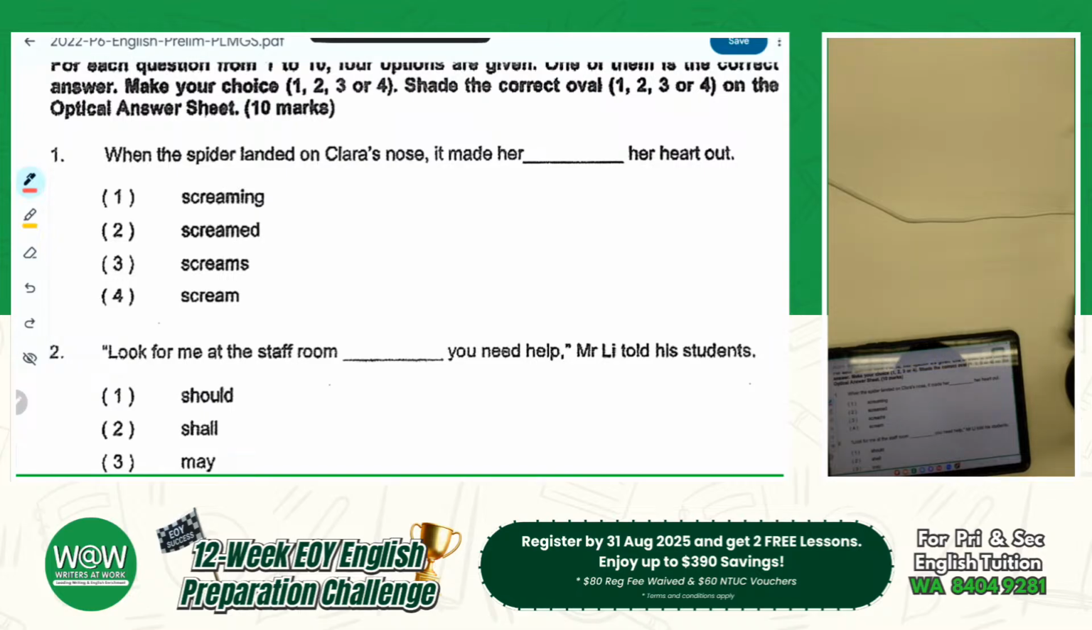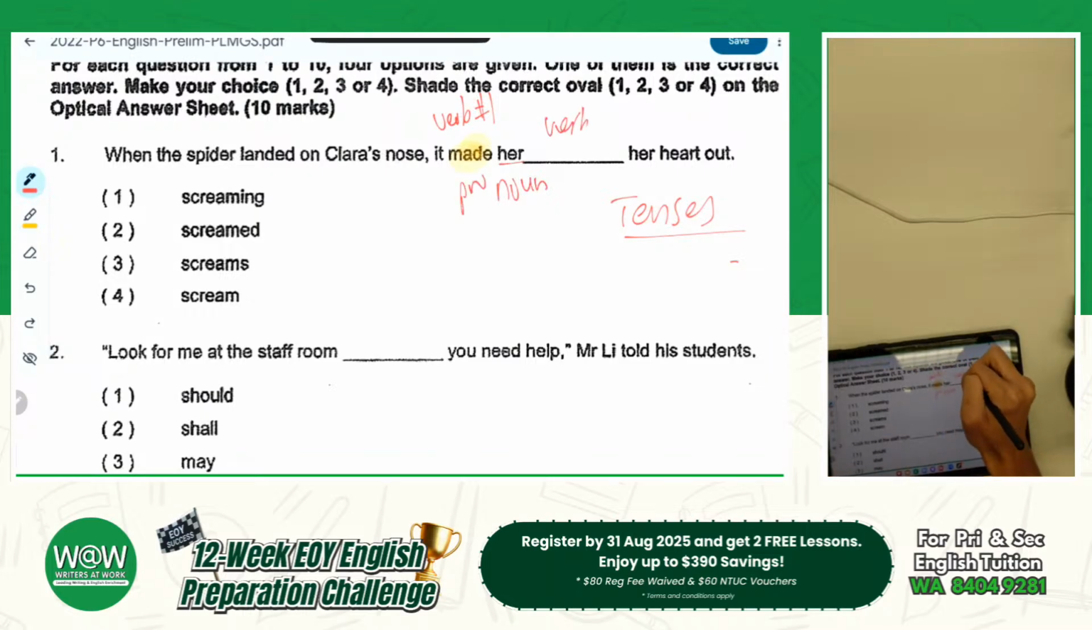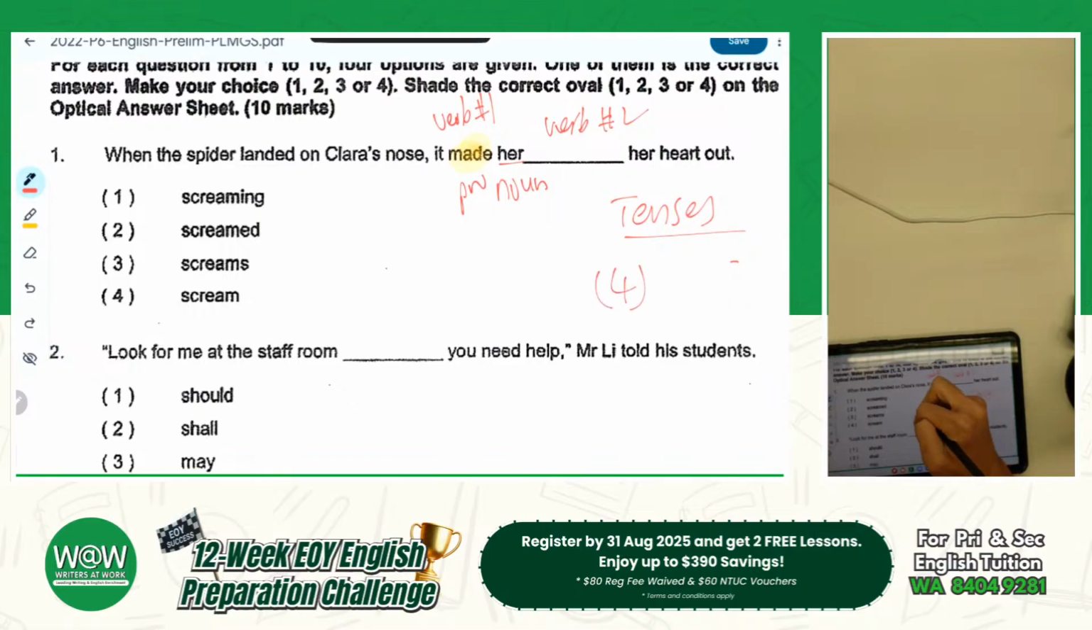When a spider landed on Clara's nose, it made her dash her heart out. Okay, so this is a very common tenses question. Now, we observe made here is verb 1. Her here is a noun, or to be exact, is a pronoun. Then we have verb number 2. Okay, so when we have a verb noun verb kind of rule, we will use bare infinitive. Therefore, our answer is number 4.